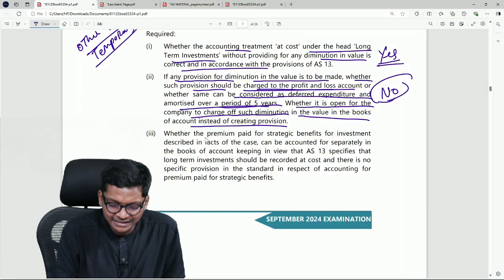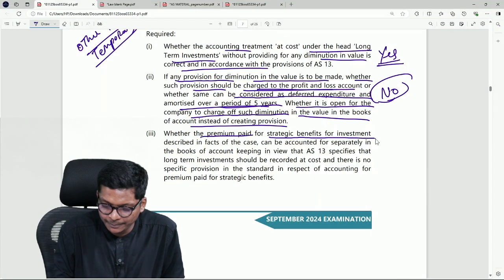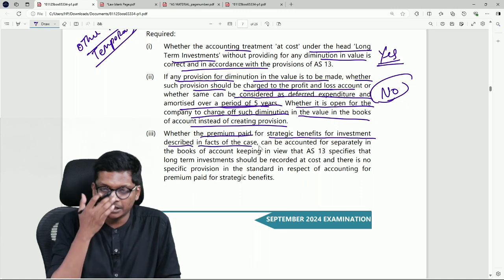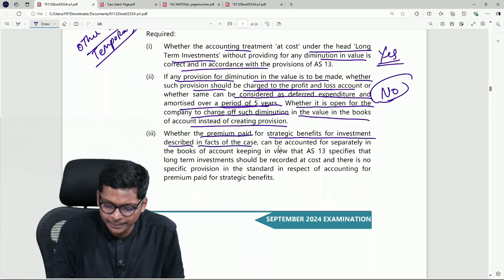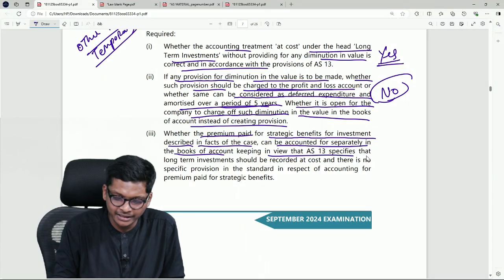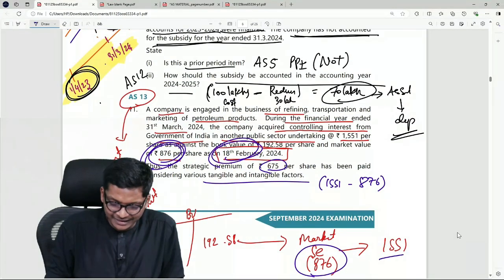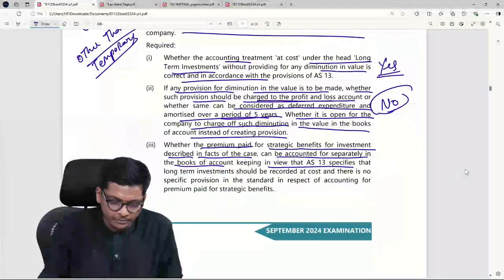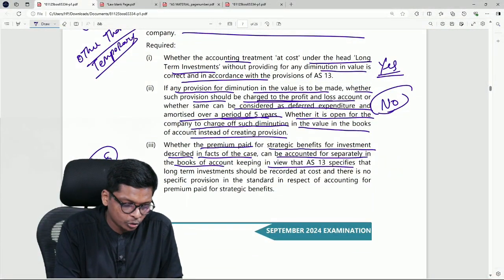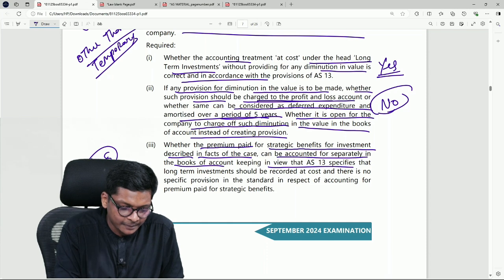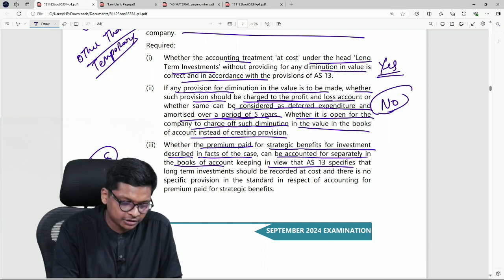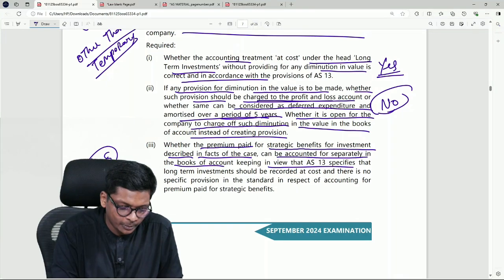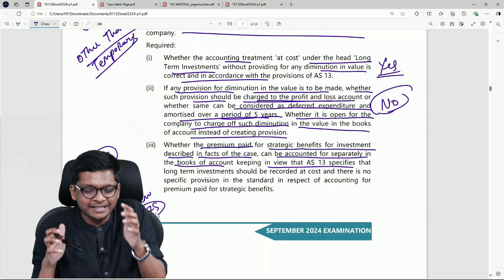Last, whether the premium paid for strategic benefit for investment described in the facts of the case can be accounted for separately, keeping in view of the AS 13. What is it trying to say? Sir, price is only 876, you paid 1551, so the extra premium you paid is 675. So when I debit investments, instead of debiting 1551, can I classify it as two? How much is cost? How much is premium? I paid extra 675. Can I show premium separately in investment?